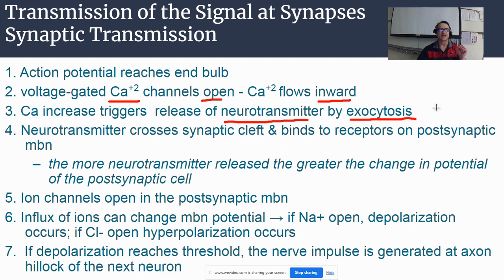That's a way that cells can rapidly get rid of or remove large amounts of substances like liquids or ions or anything. But I don't think you'll need to know that.